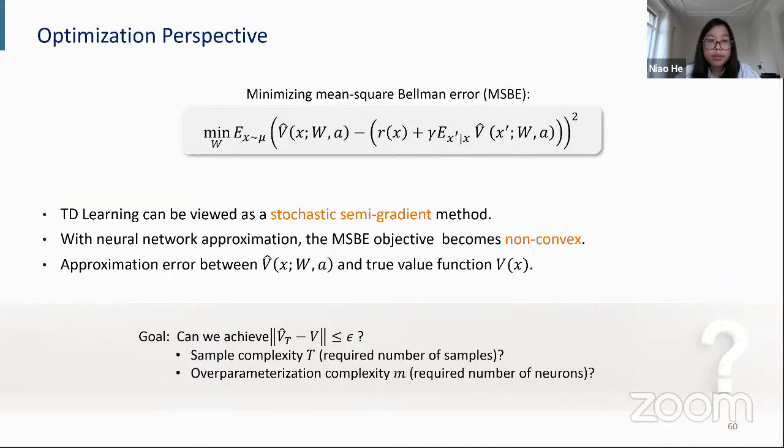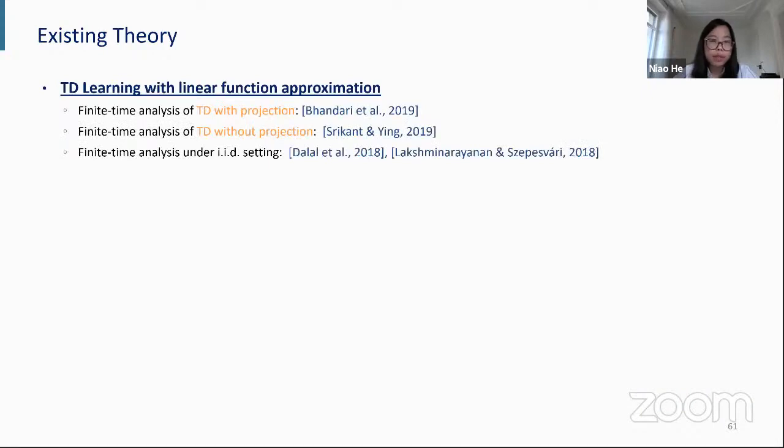So indeed, there is a lot of theory in the literature about the TD learning algorithm with linear function approximation, right? And they're able to characterize how many samples or iterations we need to converge to the true value function within this linear function class, right? There were some recent results for TD learning with projections, TD learning without projections, and IID settings, and those are the recent breakthroughs on the theory side of TD learning. But here we're dealing with nonlinear function approximation, particularly this two-layer neural network type of function approximation.